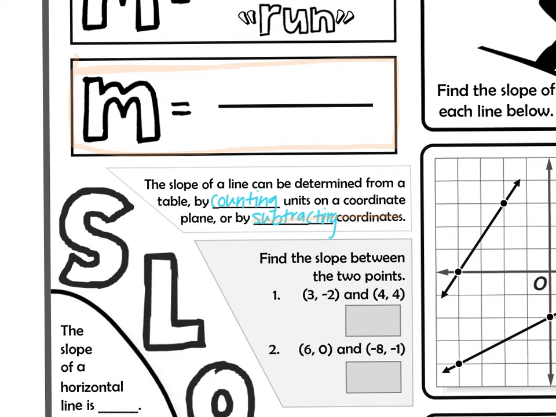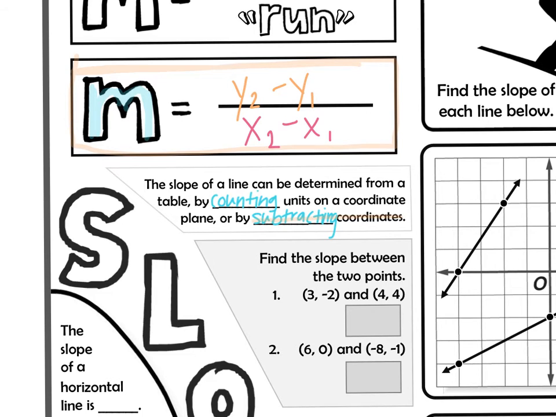So remember, slope is represented with the letter M, and it's the rise over the run. Well, the rise is your y coordinate, so it's y2 minus y1. And your run are your x coordinates, so they're horizontal, and it's x2 minus x1. So really, you're just going to find the difference between the coordinates, and that will give you the slope.